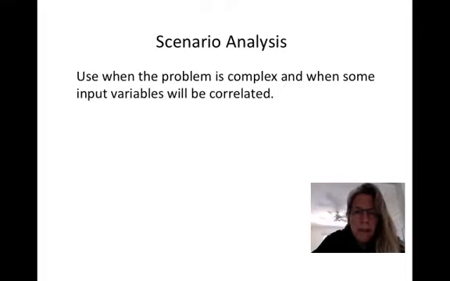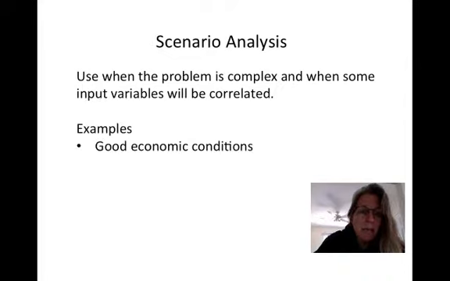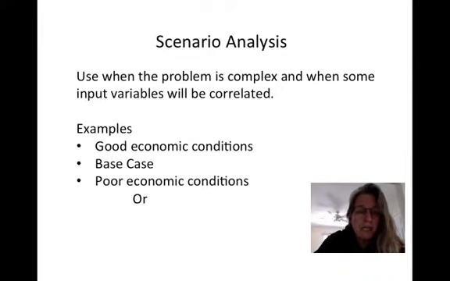which means that some of them might move together. Like if prices are high, raw material costs might be high, and vice versa. If prices are low, raw material costs might be low, something like that. So an example might be good economic conditions, base case scenario, or poor economic conditions. So these three kinds of ways that the world might be in the future would be different scenarios.